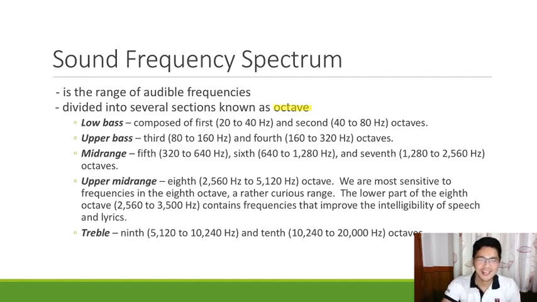So, what is an octave? An octave is a range of frequency from its fundamental frequency, meaning its basic frequency, to its double. For example, one octave is from 20 Hz to 40 Hz. From the fundamental frequency of 20 Hz to its double, which is 40 Hz. We call that 1 octave. The sound frequency spectrum is divided into several octaves, and we categorize groups of these octaves.